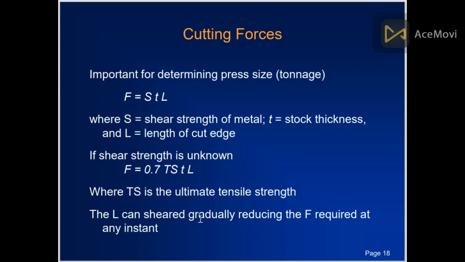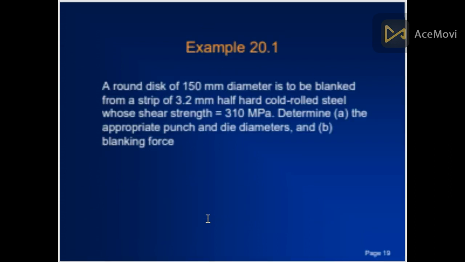A angled shear can gradually reduce the F required at any instant. This is an example you can do for practice for your own betterment. A round disc of 150 mm diameter is to be blanked from a strip of 3.2 mm half hard cold rolled steel whose shear strength is 310 MPa. Determine the appropriate punch and die diameters and the blanking force. This can be done with the previous formulas.